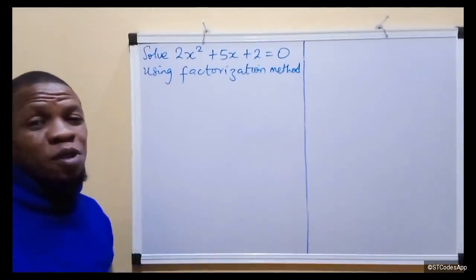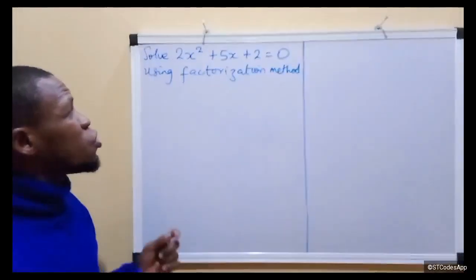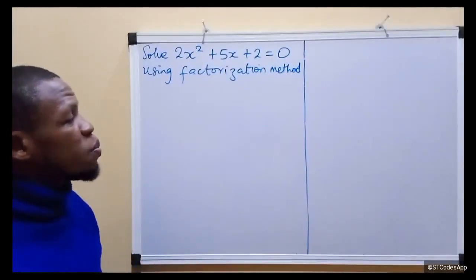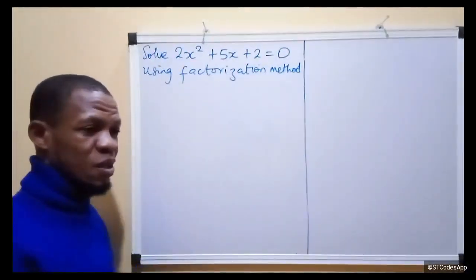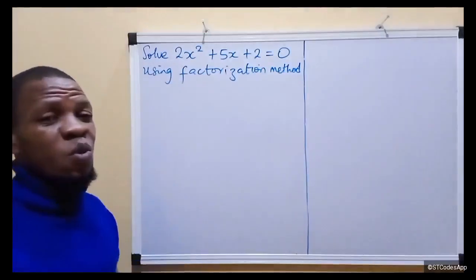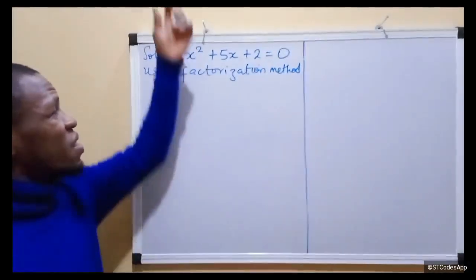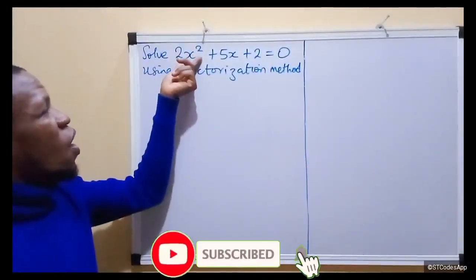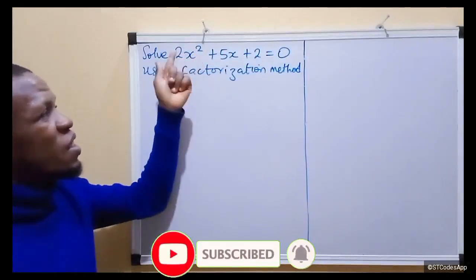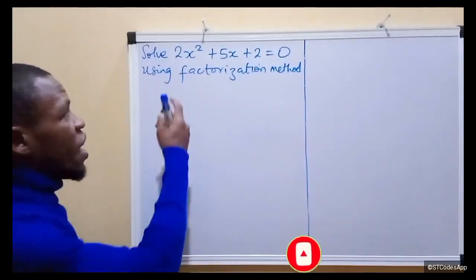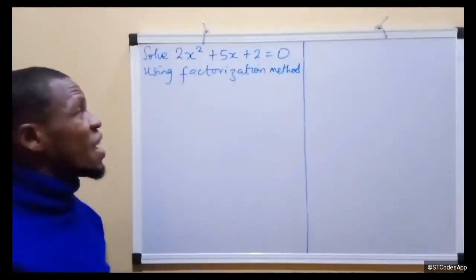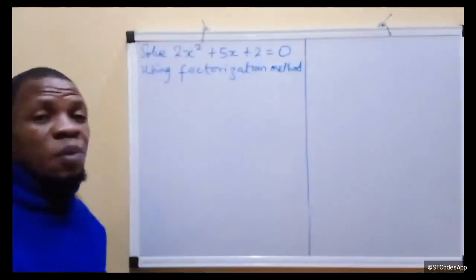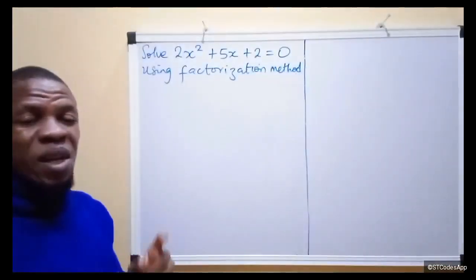This is the problem we have for today, and it says solve 2x squared plus 5x plus 2 equals 0 using the factorization method. Now, why is this a quadratic equation? It is because the highest degree of the unknown here is 2. You can see that x is raised to the power of 2, and in the second term we have x raised to the power 1. So the highest power in this equation is 2. That is why it is called a quadratic equation.